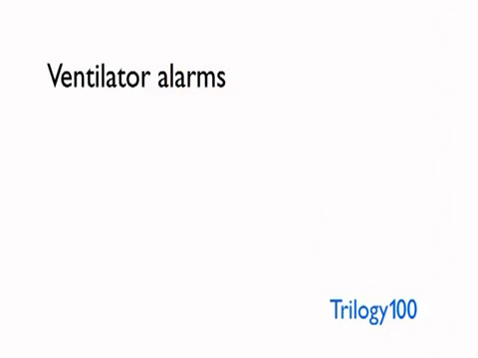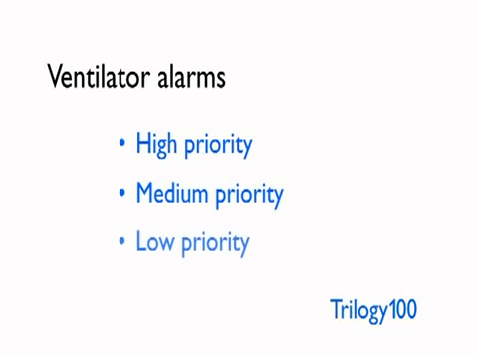The ventilator has 3 types of alarms: high priority, medium priority, and low priority. The sound and visual cues help you recognize the urgency. In addition, informational messages and confirmation alerts notify you of conditions that may require attention, but are not alarms.